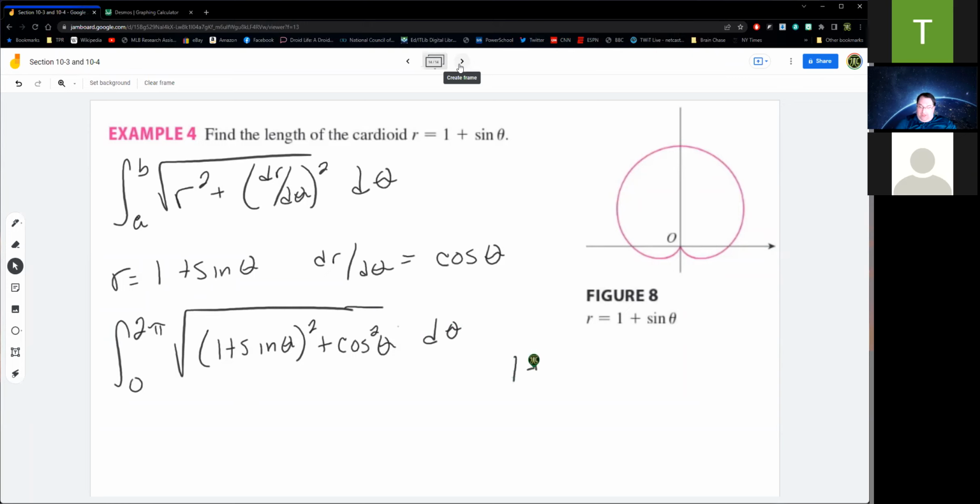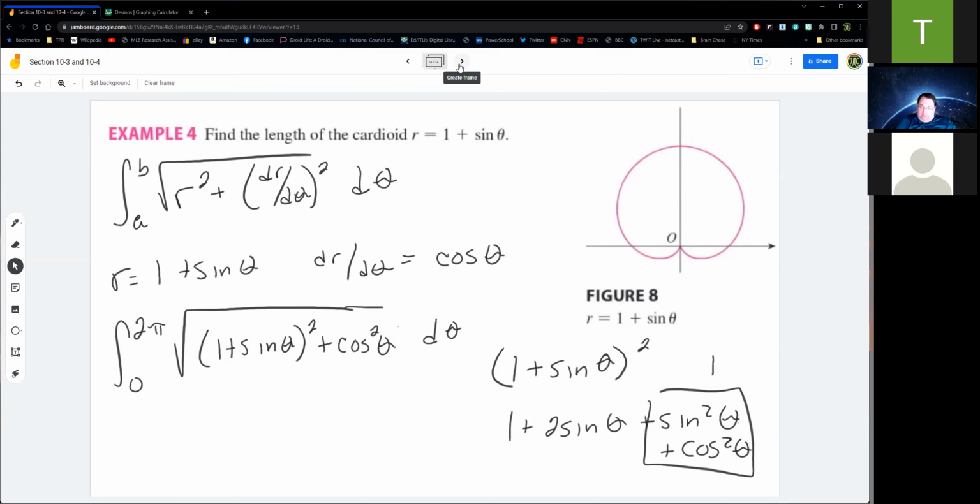So if I do the 1 plus sine theta squared, I get 1 plus 2 sine theta plus sine squared theta. And if I add it to the cosine squared theta, that's sine squared theta plus cosine squared theta. That part right there is just 1. So I've got 2 plus 2 sine theta d theta.